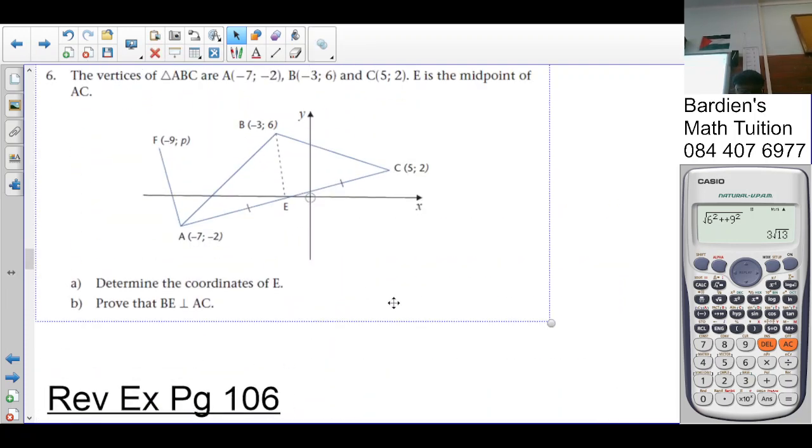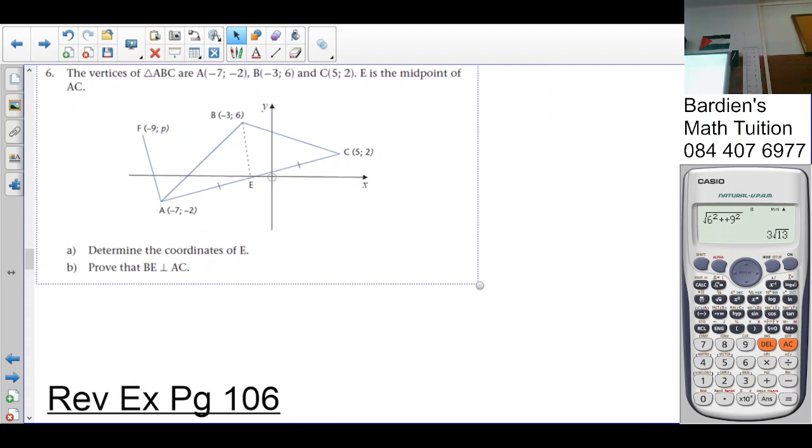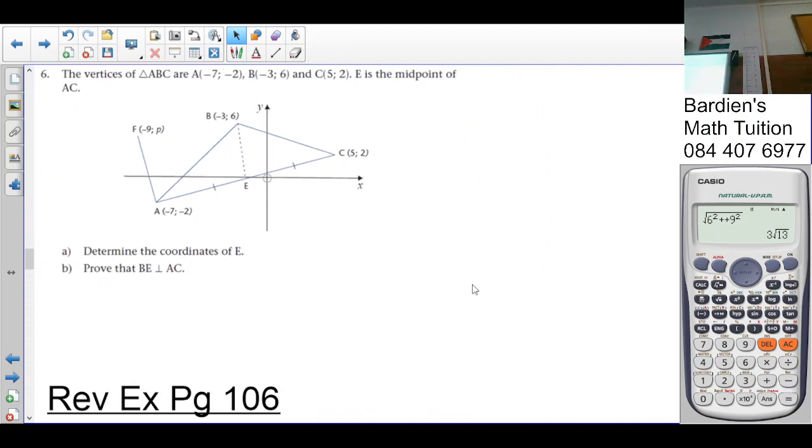Alright, I know you're asking about the last question, but I'm just going to do the whole question 6 for the benefit of the rest of them who were a bit shy to ask. The vertices of triangle ABC are A, which is -7 and -2, B, which is -3 and 6, C, which is 5 and 2. E is the midpoint. Determine the coordinates of E.